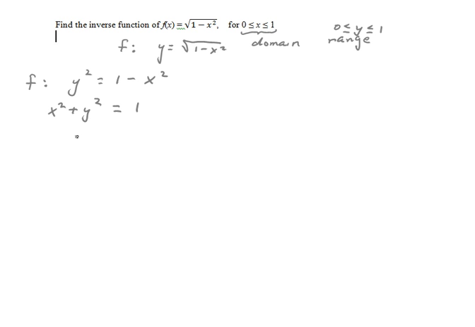Our goal is to solve for x, so subtracting y squared from both sides, we get 1 minus y squared. And because x is strictly non-negative, when we take the square root of both sides, we do not need a plus or minus. We don't need the plus or minus. So we get x equals the square root of 1 minus y squared.